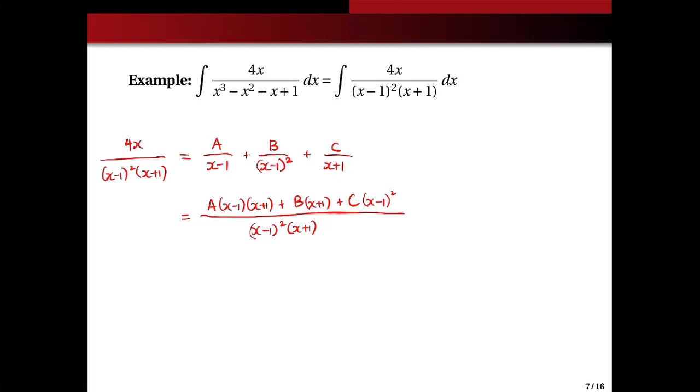So from here, you'll just equate the numerator. So you will have for 4x, this is equal to a times x minus 1 times x plus 1, plus b times x plus 1, plus c times x minus 1 squared.